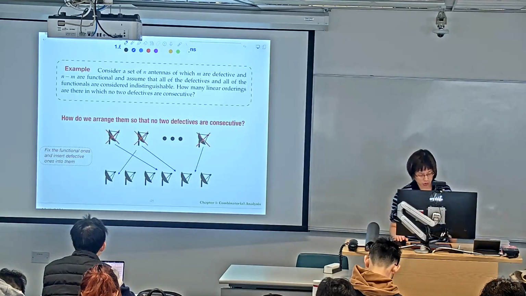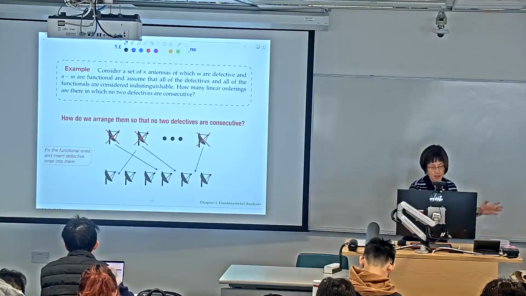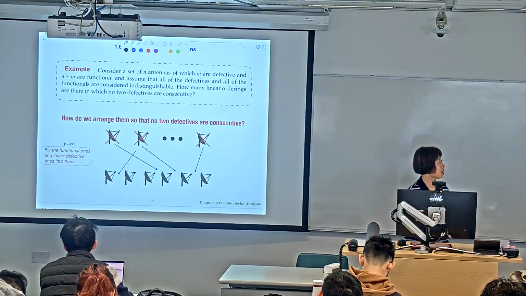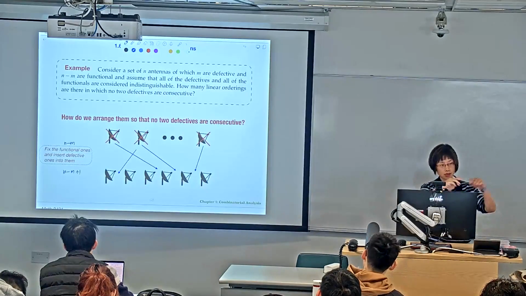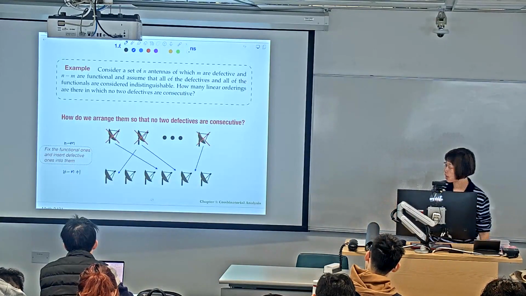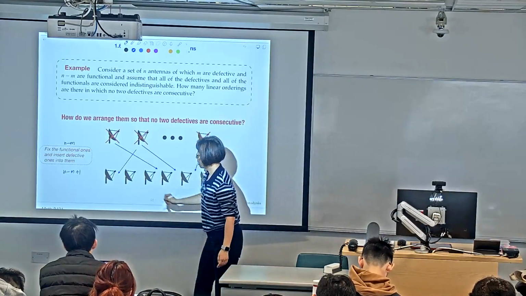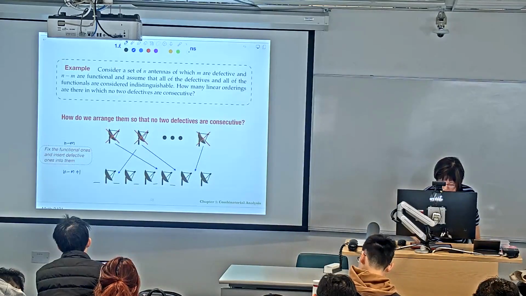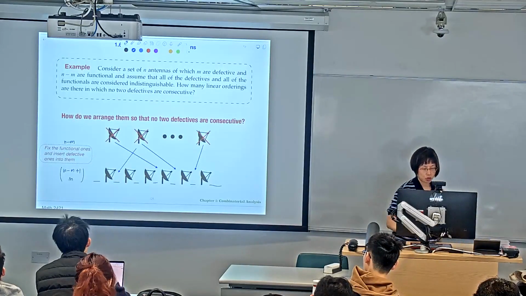So previously, what we did is that we first place the functional ones in a line. There are n minus m functional ones in a line, and it creates n minus m plus 1 slots among them, and then we place the m defective ones in those slots. So basically, we just need to choose m slots among the slots created by the functional ones. So the answer is n minus m plus 1, choose m.